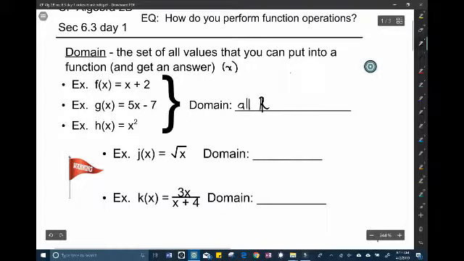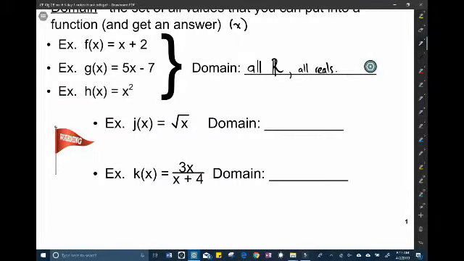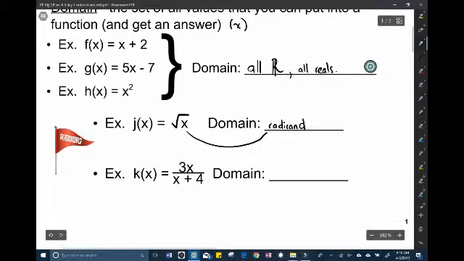It's sometimes denoted by that there. That just means all reals. And any number can go in there. There are no restrictions. Now, that being said, there are some cases where there are restrictions. For example, our radical or square root function does have some restrictions. In that case, the radicand, or the number inside, must be greater than or equal to 0. The reason being, if you try and take the square root of a negative, like negative 4, there are no real answers. Okay, so with that being said, the domain is only positive numbers.